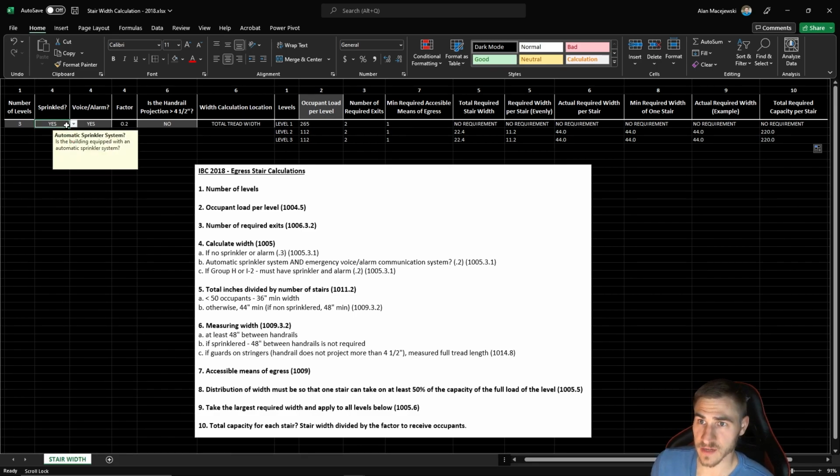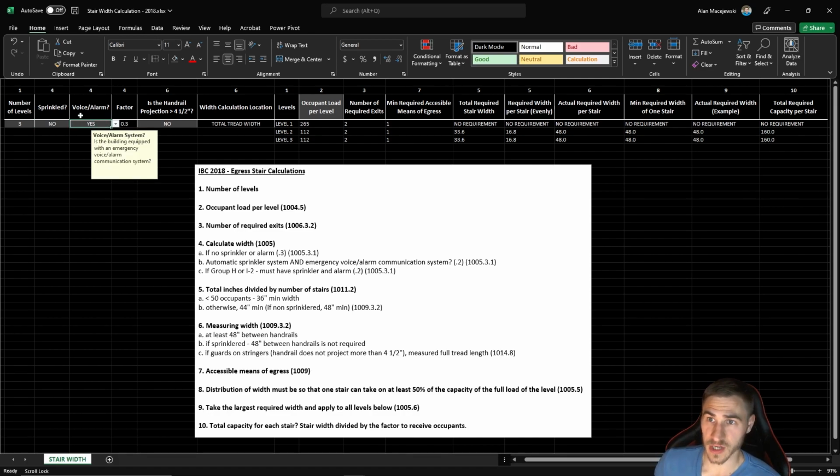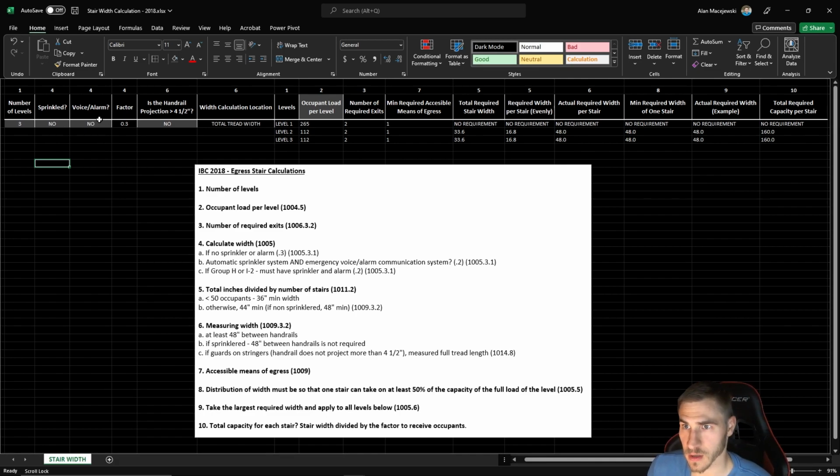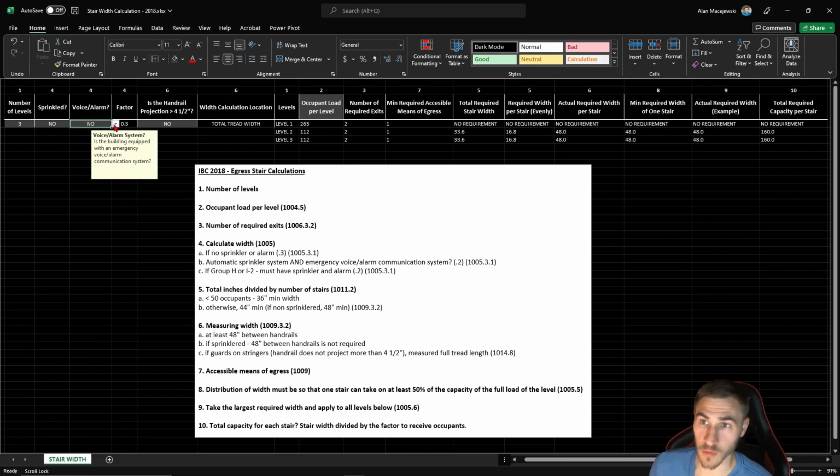So let's go ahead and change this from yes to no and see how that impacts the factor. I can change this to no, and then all of a sudden I have 0.3. Likewise, I can change the voice alarm from yes to no, and that doesn't change because it requires both. I have to have sprinklers and a voice alarm for the factor to be 0.2. And that's just multiplying by my occupant load per level to get my stair width. So we can go yes, and it doesn't matter which one I put for yes. I need both of them to be yes if I want the factor to be 0.2. Easy stuff, and all of this ties into all of those numbers.